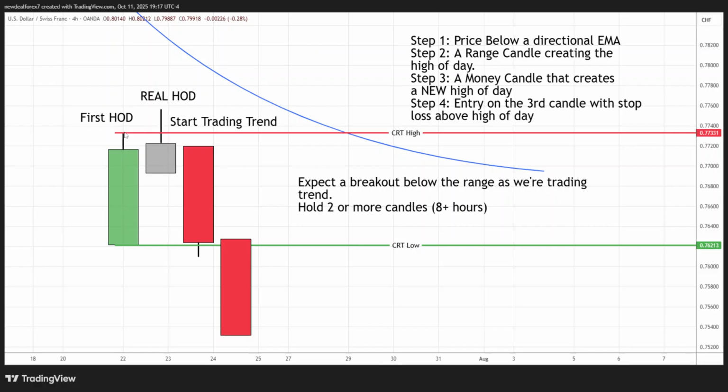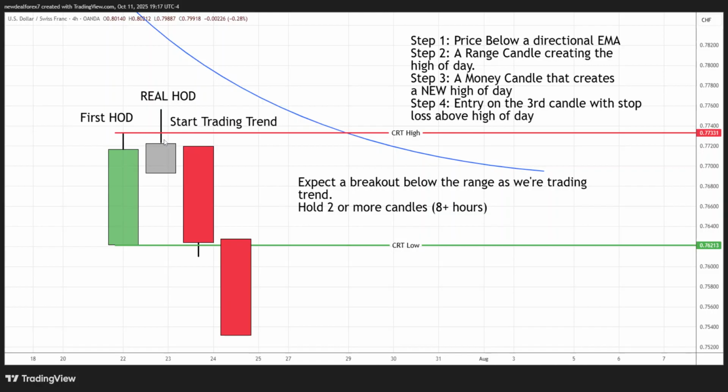So let's say this is the 1 a.m. 4-hour candle Eastern Standard Time, this is going to be the 5 a.m. Eastern Standard Time candle. The real high of day is being made between 5 a.m. and 9 a.m. And then you start trading after this candle closes inside the range. All right. This is where you start trading. Some people just take an entry on this candle's open. That's fine. But there are other tips and tricks for that too, which I'll show you in a second.